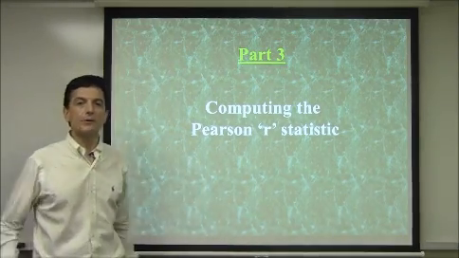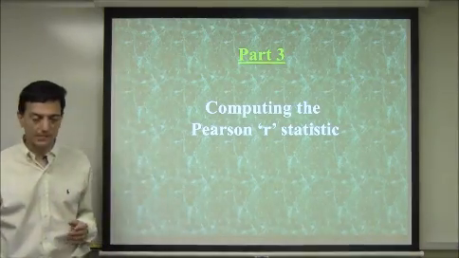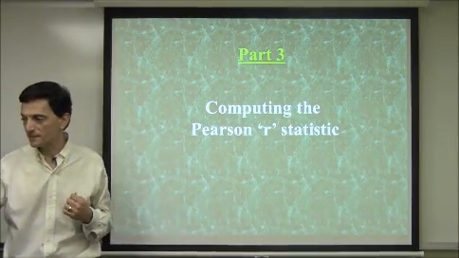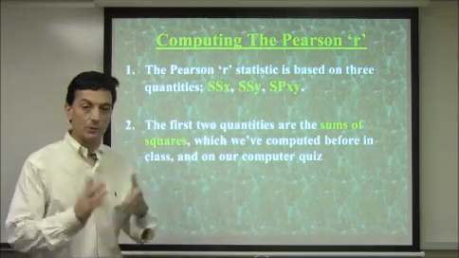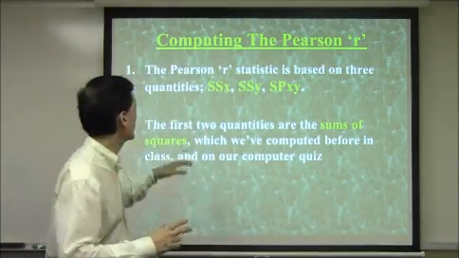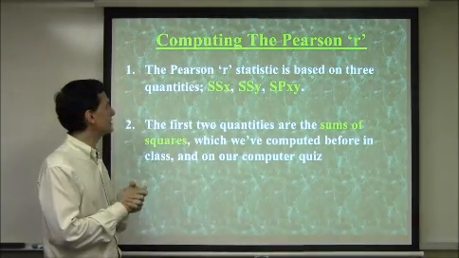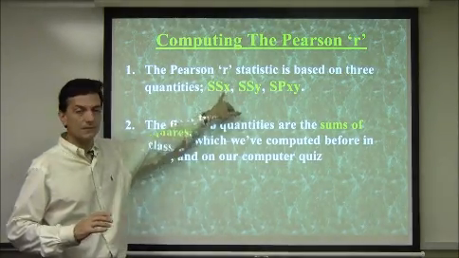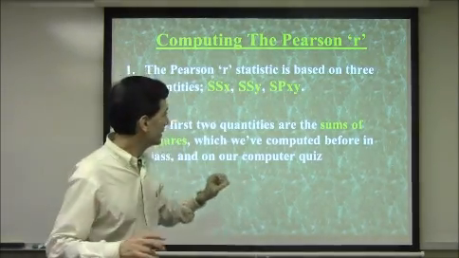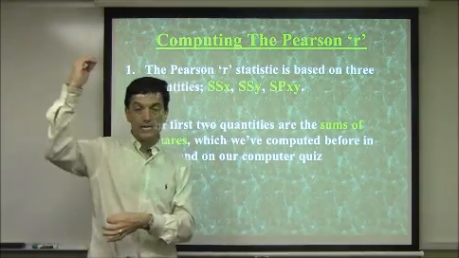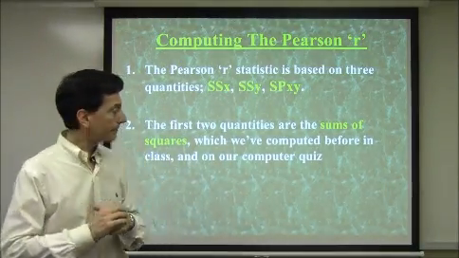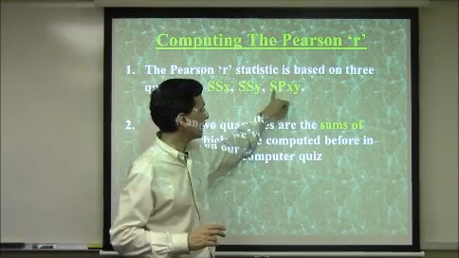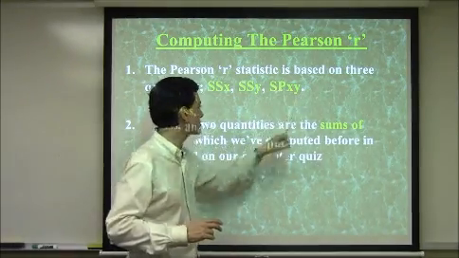Okay, let's see if we can now introduce some of the computational components in Karl Pearson's R statistic. So some of these are old friends to us. We've seen some of these before. The Pearson R statistic is based on 3 quantities: SSX, which we've done before. That's the sums of squares for our x variable. Then the sums of squares for the y variable, and we've done that in a prior video. Here's our new term. This is called the sums of products, or SPXY.